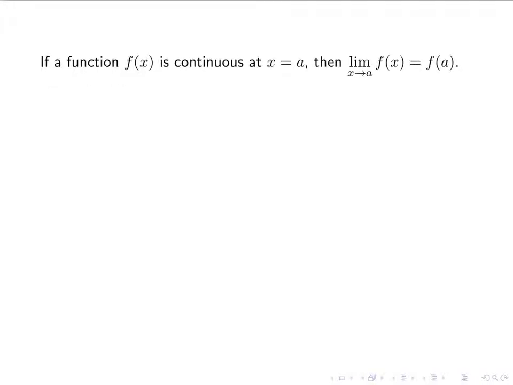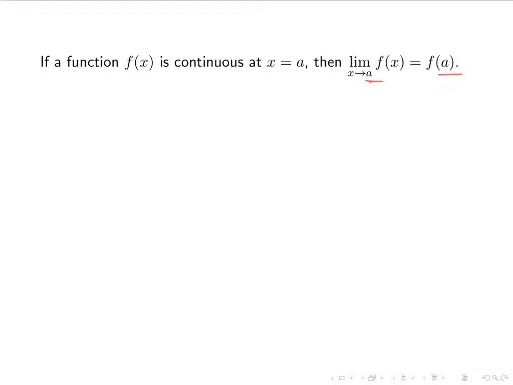If a function f of x is continuous at x equals a, then the limit as x goes to a of f of x is f of a. So knowing this, we can then say definitively that the limit as x goes to 2 of 2x plus 1 is 5, because 2x plus 1 is a polynomial, so I know it's continuous. And if it's continuous, this is now telling me that I can just plug in the value.